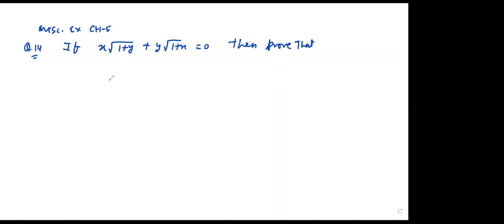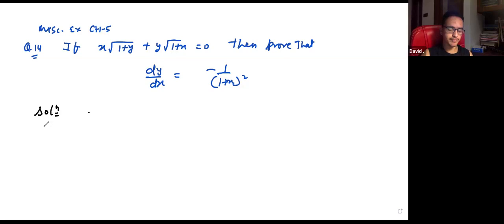Then prove that dy over dx equals minus 1 over (1 plus x) whole square. Just try to understand the requirement of the question and then tell me the first step, how you will proceed. Do not worry whether you are making some error or not, or whether you are doing it correctly or not. I'm not testing your knowledge. I'm just trying to identify how you proceed in the question, what basic error you are making while doing the solution. That is my purpose.